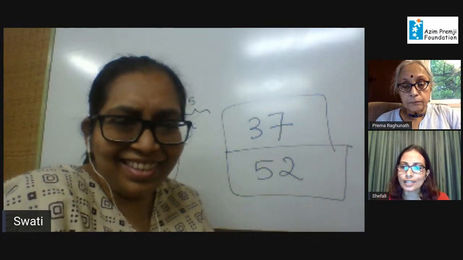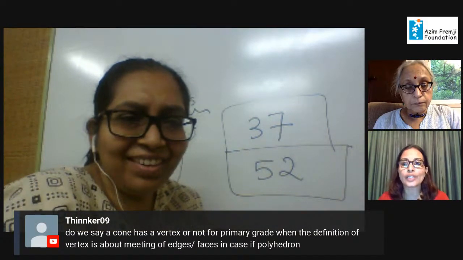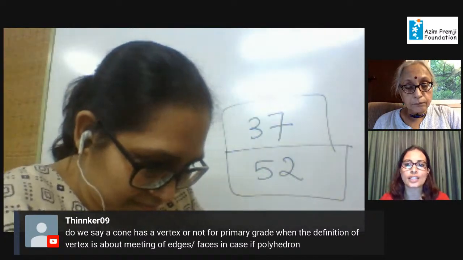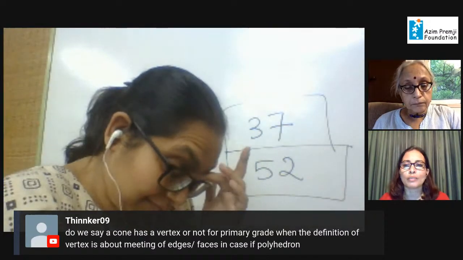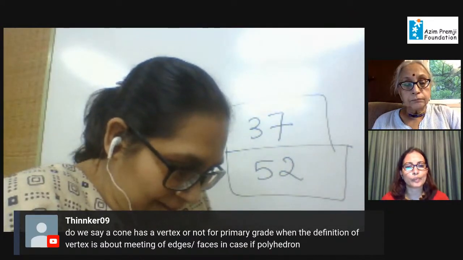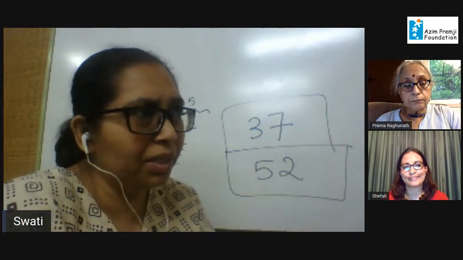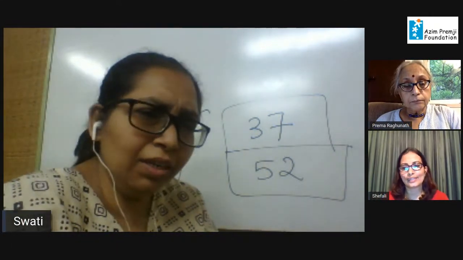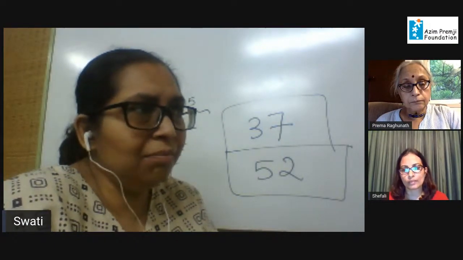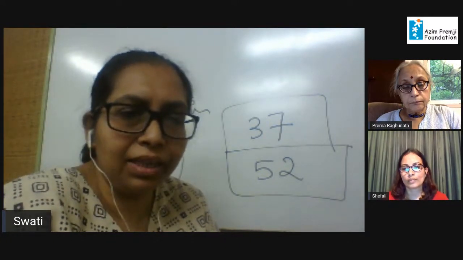Thinker is asking, do we say a cone has a vertex or not? For primary grade, when the definition of vertex is about meeting of edges, spaces in case of polyhedron. So yes, a cone does have a vertex, but I'm not sure if that word needs to come in at that point. You can simply say that the cone has a corner, a point, or something like that.